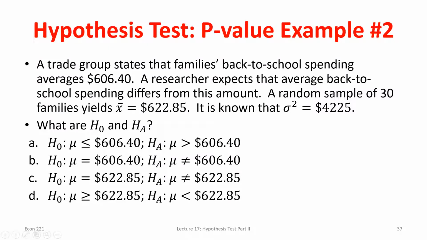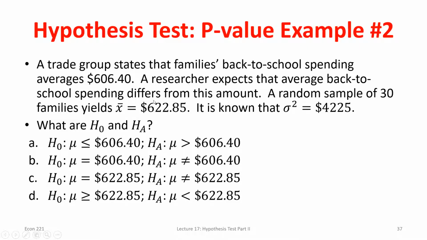So let's say that someone puts out that the average back-to-school spending is $606.40. You don't really think that it's that amount. You think maybe it could be higher, it could be lower. But I think that it differs from that amount. So I take this sample of 30 families. I get a sample mean of $622, and I somehow know the population variance for back-to-school spending, maybe based off historical data.